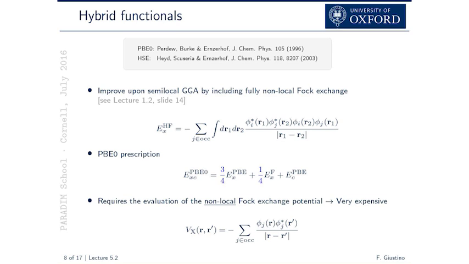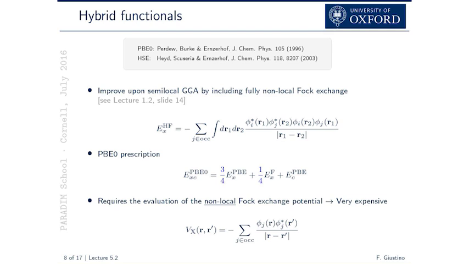So the prescription in this technique is the following. Let's keep the correlation energy from PBE, what we described before, and then let's do a mix of the exchange energy from PBE and the exchange energy from the Fock, and do 3/4 and 1/4. There are reasons to do this, and this actually has been derived from first principles. So it's the 3/4 and the 1/4.